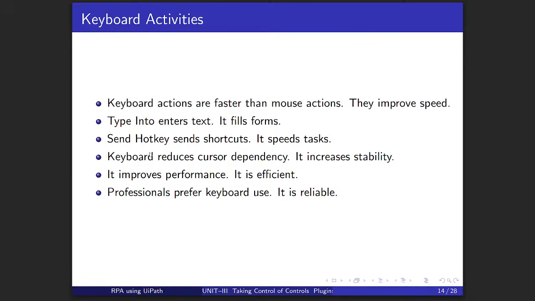So professionals prefer keyboard shortcuts whenever possible to improve the speed and reduce the errors. For example, using Control C and Control V instead of clicking the mouse, right clicking, and copy pasting, which is very easy using the keyboard. Many industrialists also use these keyboard activities for robots to minimize the errors.